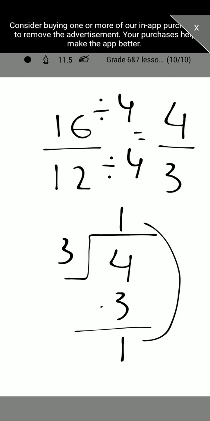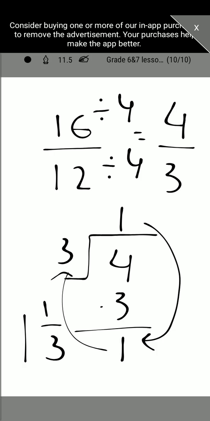Now make an arrow and follow it: 1 whole 1 upon 3 is your answer in mixed number. In this question, if the fraction has a common factor which can divide both the numbers, we will simplify and reduce it first. First we will reduce it and then we will divide to write the answer in a mixed number.